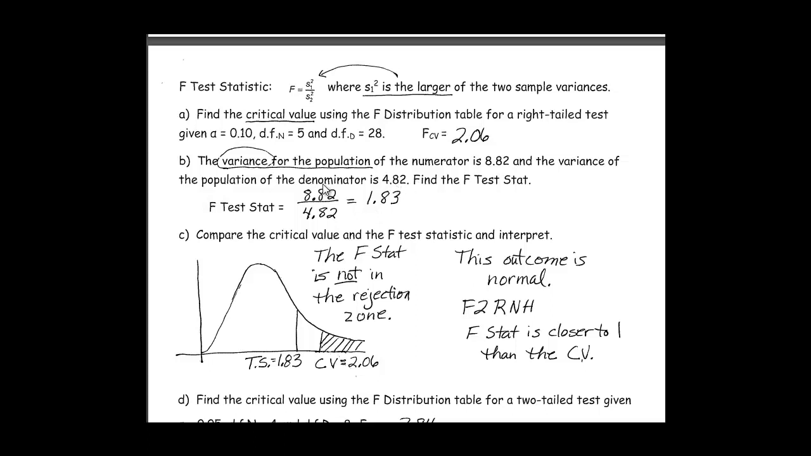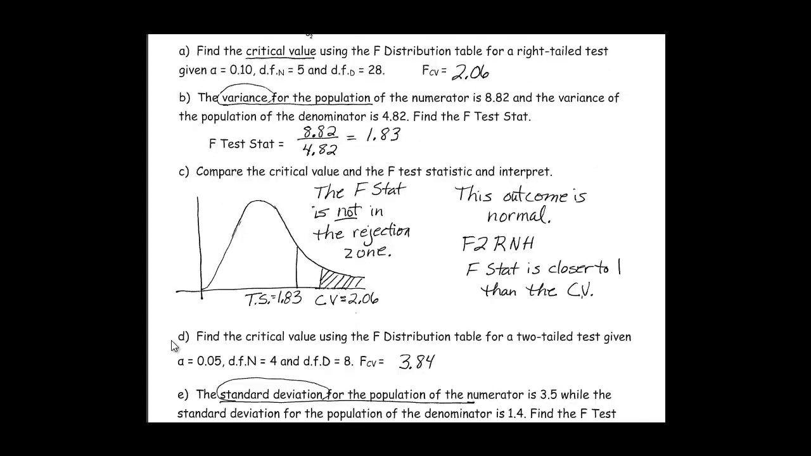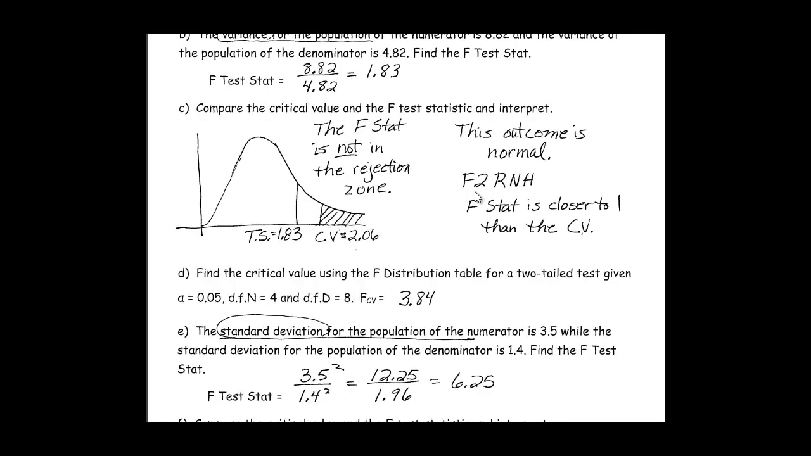So when I set up that ratio, the larger over the smaller, I come up with an F test statistic of 1.83, which is not as large as our critical value. When I draw the distribution, and you guys are getting good at doing that, I can see that the 1.83 falls in the normal range. It's not in my rejection zone. This outcome would be considered normal. Whatever kind of test we were doing, we would fail to reject the null hypothesis because this is not in the rejection zone. Our F statistic is closer to 1 than the critical value. And that goes back to that ratio of the larger over the smaller. This is closer to 1 than the critical value.